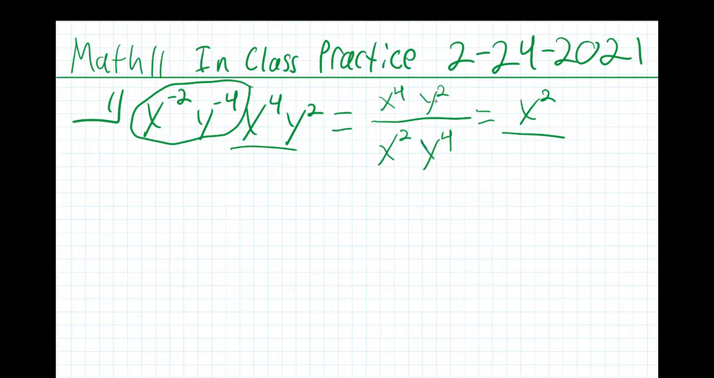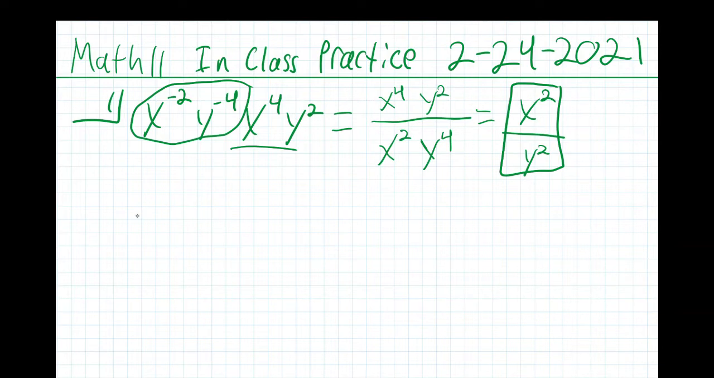Next, I look to my y's. Y to the second over y to the fourth. Well, I'm subtracting 4 minus 2, again, because I'm doing the bigger exponent minus the smaller exponent. However, that is going to the bottom because 4 is bigger than 2. So my final answer for number 1 is x squared over y to the second.